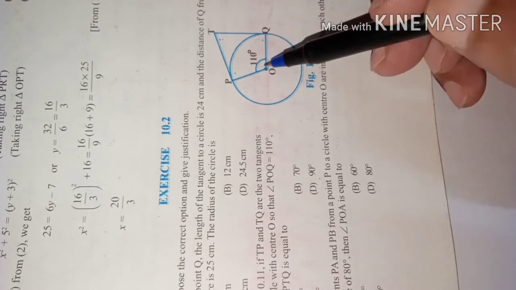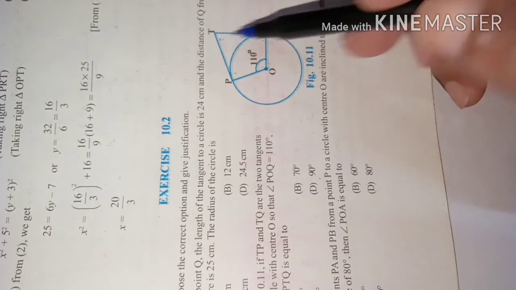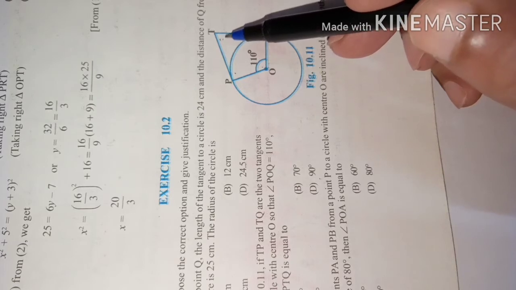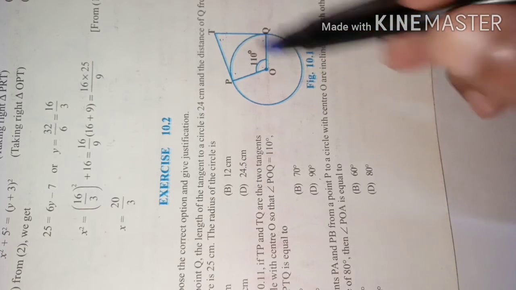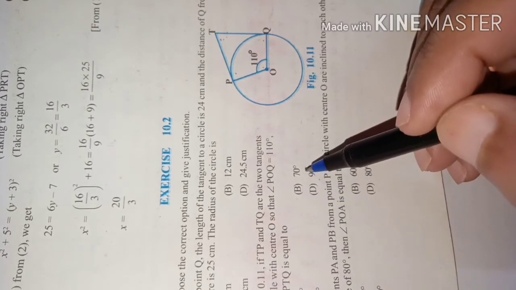So it will be 290 degree. Then 360 minus 290 will be what? This angle 70 degree. Okay, no? So this angle will be 70 degree. That is our answer. That is, here the answer is B. B is the answer. Clear?